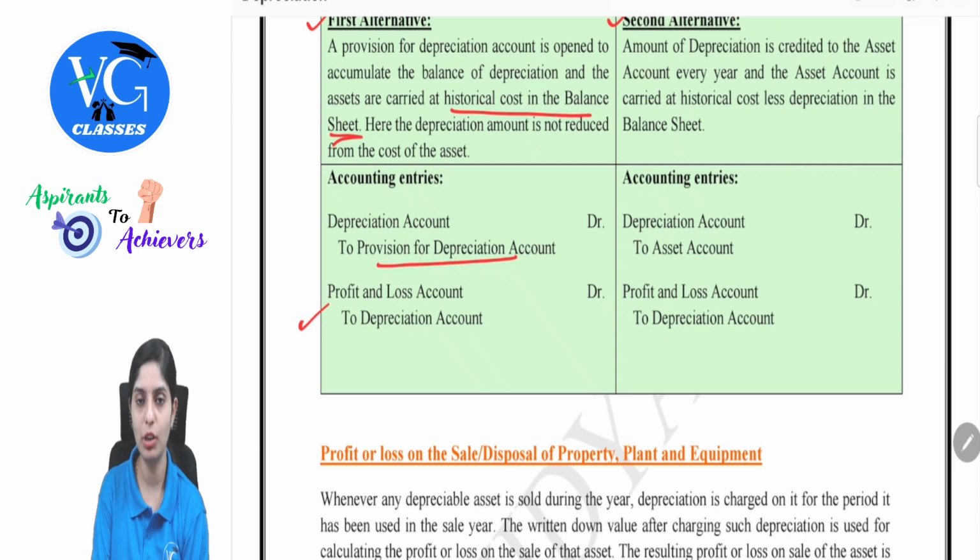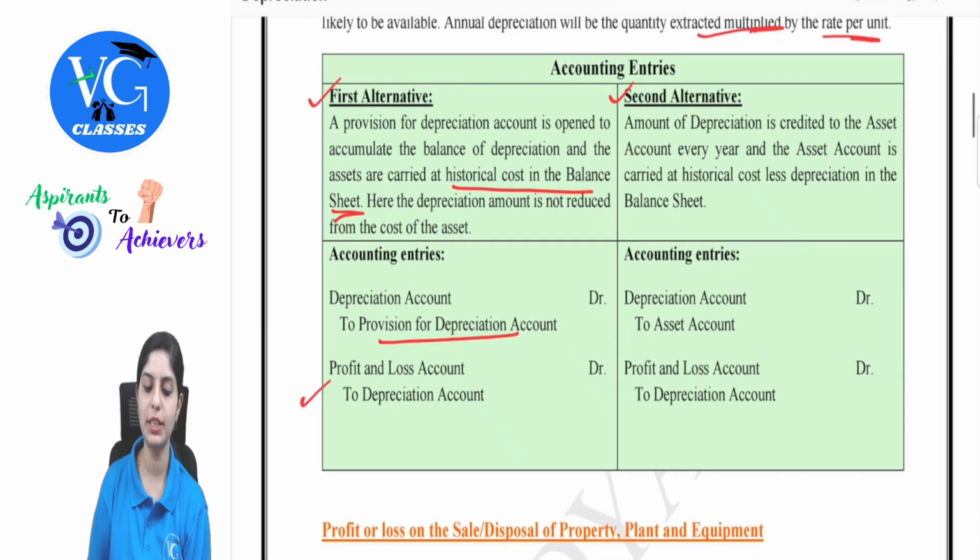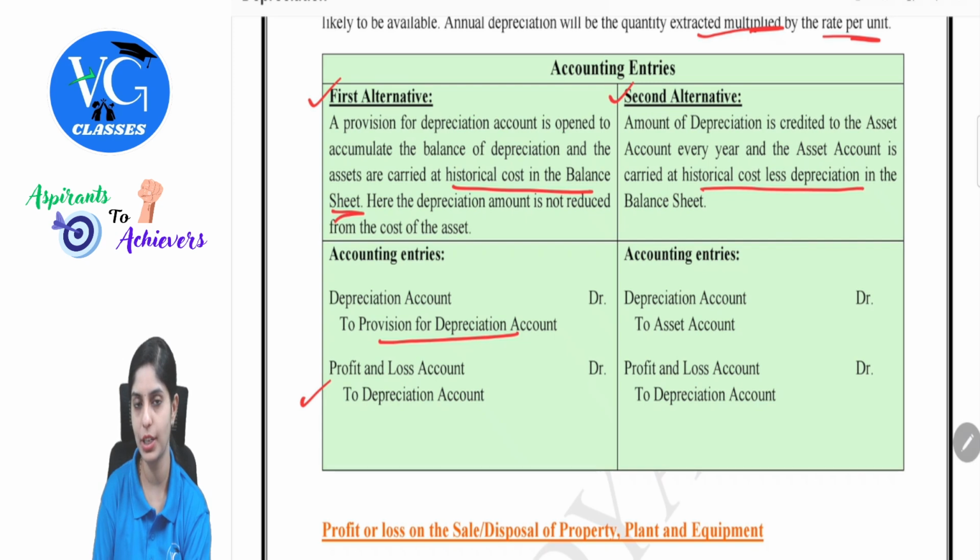This is the first alternative. Second alternative, normally what we do: the amount of depreciation is credited to the asset account every year, and the asset account is carried at historical cost less depreciation in the balance sheet. I hope you all understood the difference between the first alternative and the second alternative. In the first alternative, they will just show it at historical cost. In the second alternative, historical cost minus depreciation.